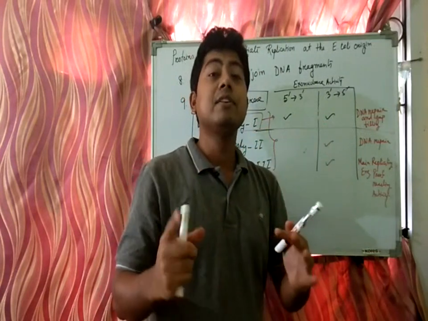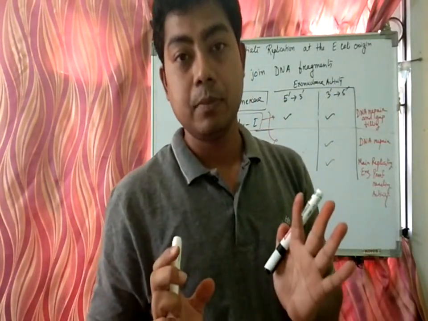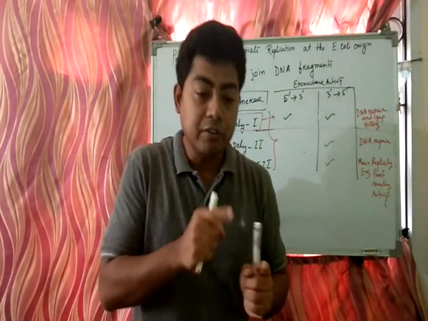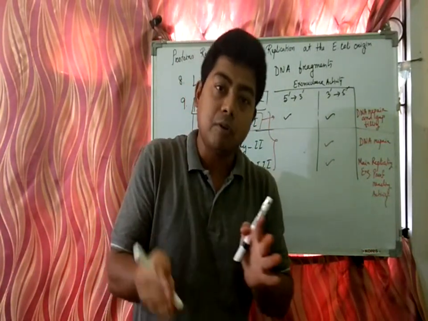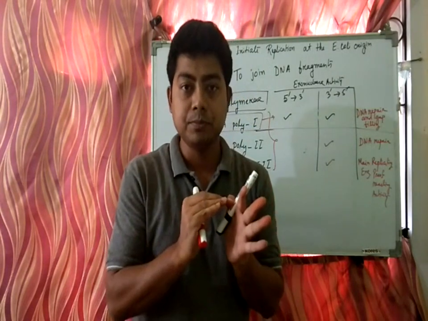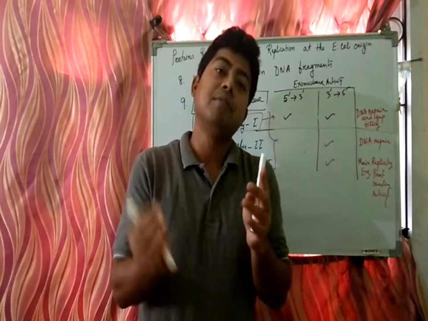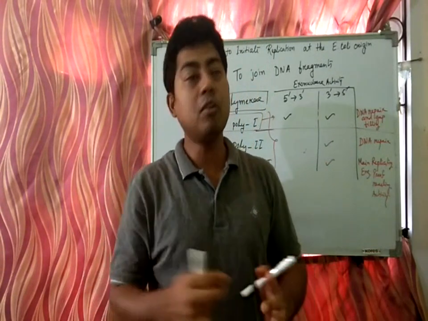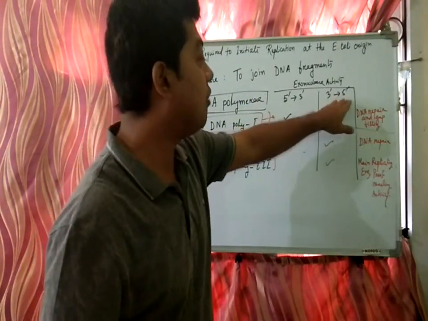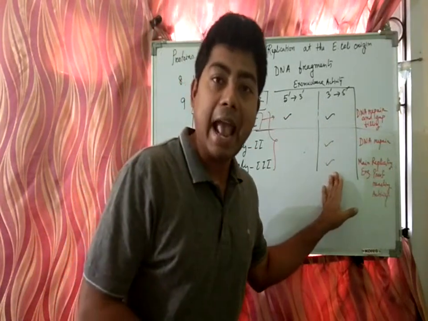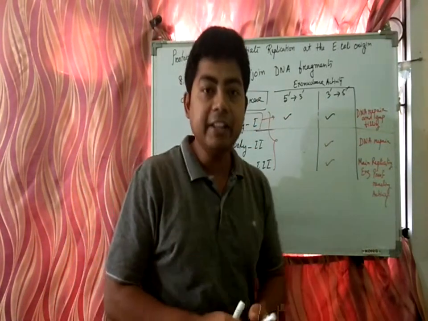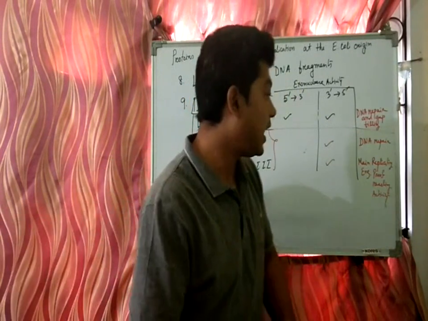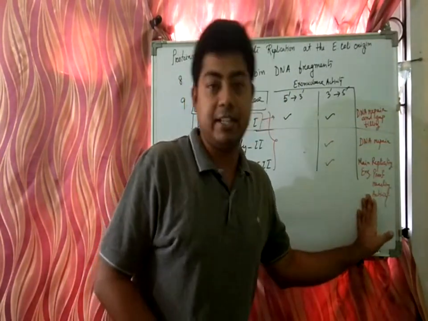But sometimes some errors may occur. Okay, sometimes unknowingly some errors may occur. So it will find if some wrong nucleotides are joined. If some wrong nucleotides are joined, they will be removed. How are they removed? With the help of this 3 to 5 exonuclease activity. And again, it will correct that. That is called proofreading activity.